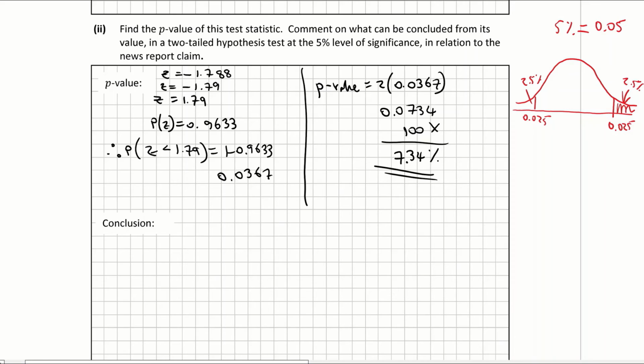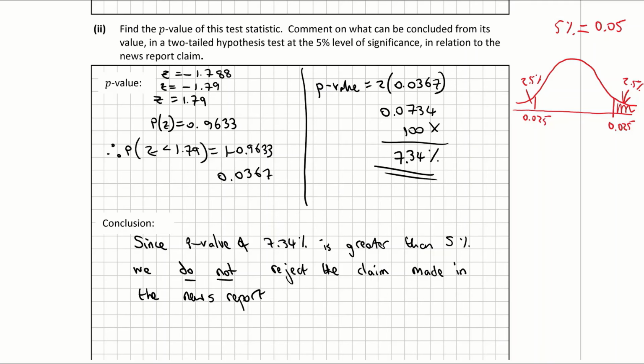So my conclusion is that since my p-value of 7.34% is above 5%, we do not reject the claim made by this news reporter. So let's put that into a little bit of text. Since the p-value of 7.34% is greater than 5%, we do not reject the claim made by the news report. If your p-value is less than 5%, then you do reject. So you're looking for that 5% level of significance.